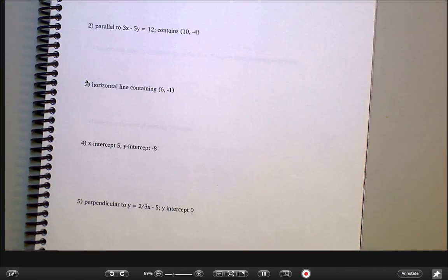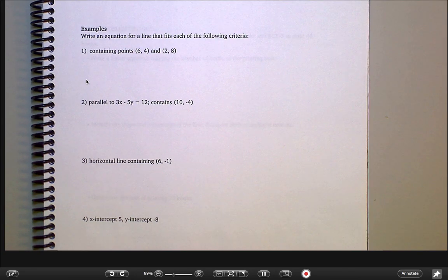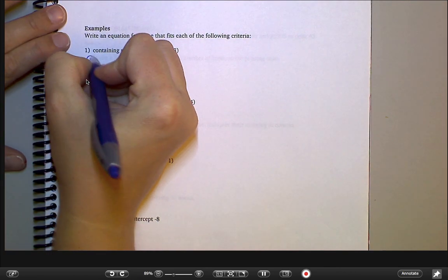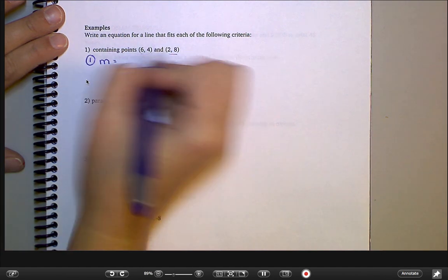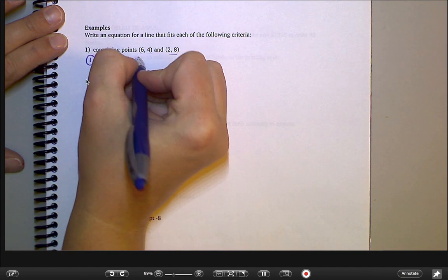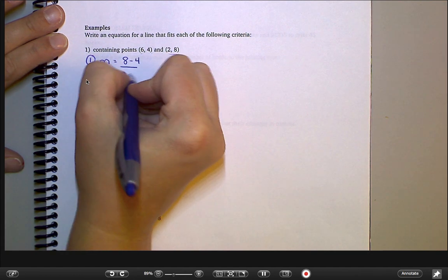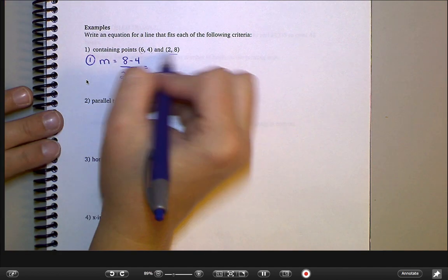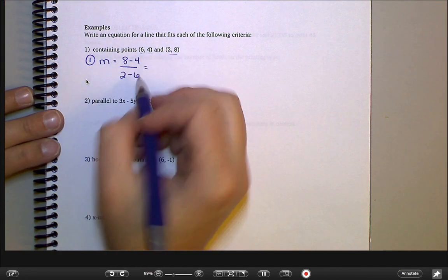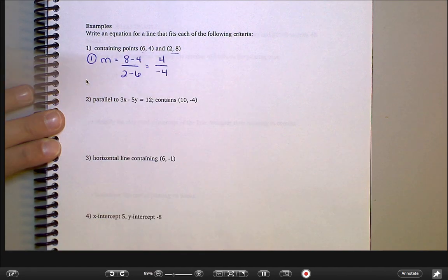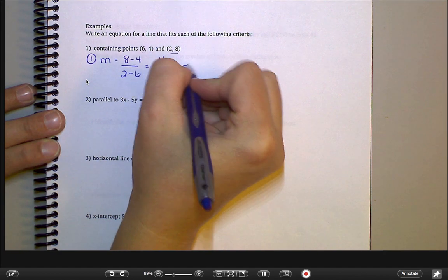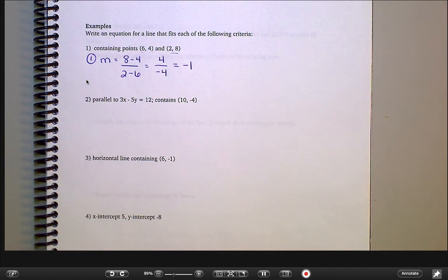In example 1, my first goal with every one of these is to figure out what my slope is. For this one, I'm given 2 coordinates. So to find my slope, I would go 8 minus 4 over 2 minus 6. That's y2 minus y1 over x2 minus x1. 8 minus 4 is 4. 2 minus 6 is negative 4. And this gives us an overall slope of negative 1. All right, so I've got my slope.